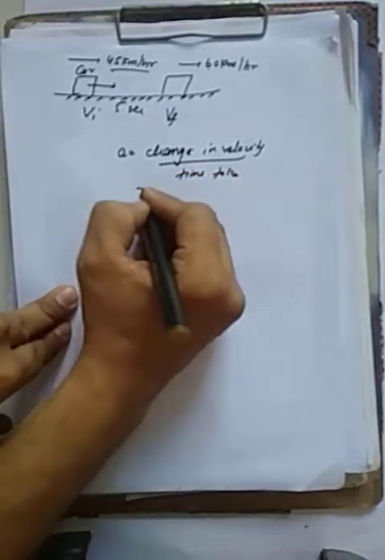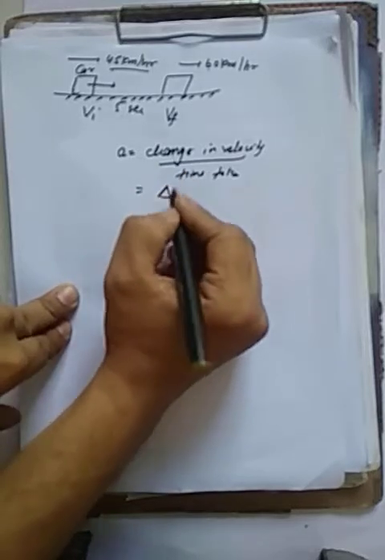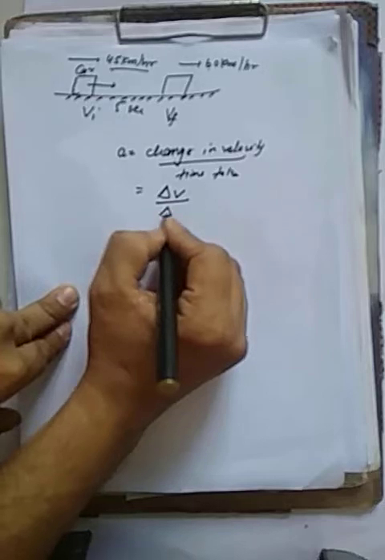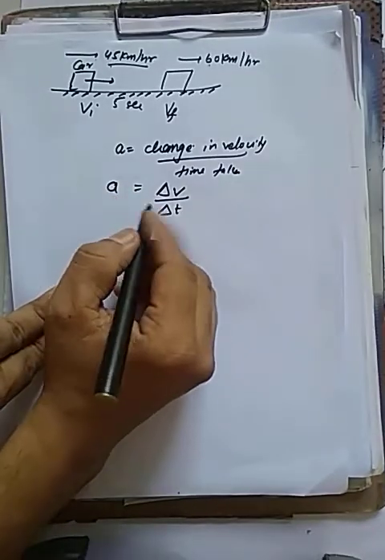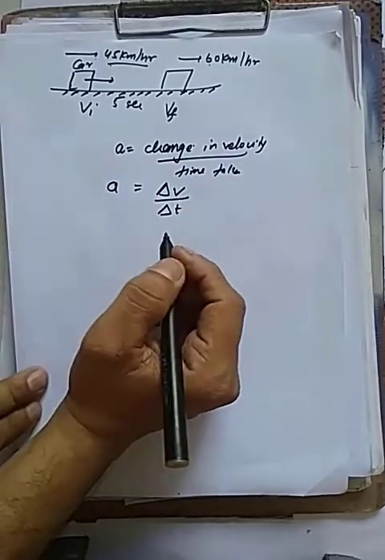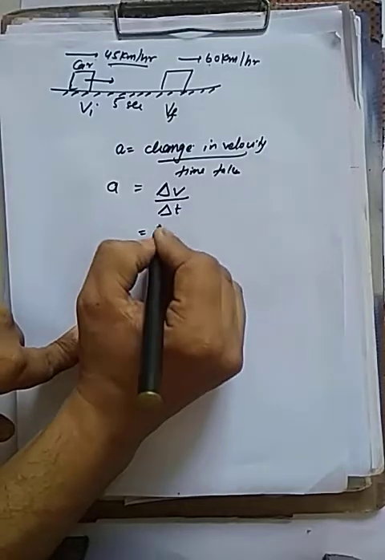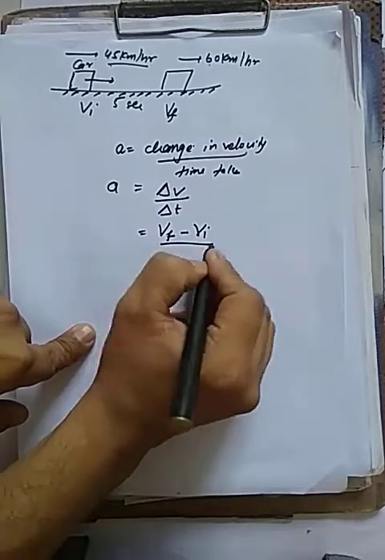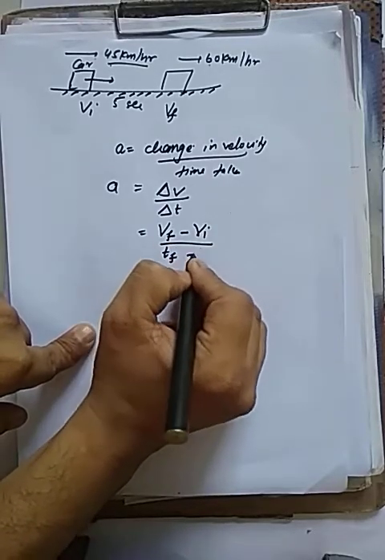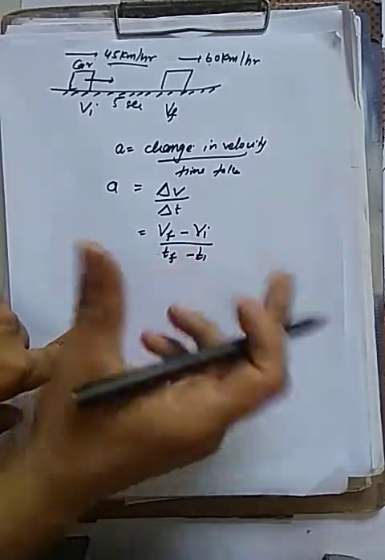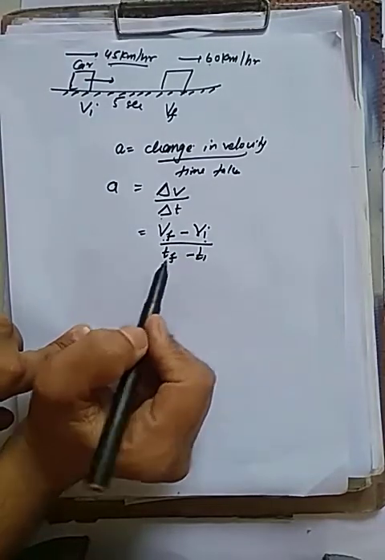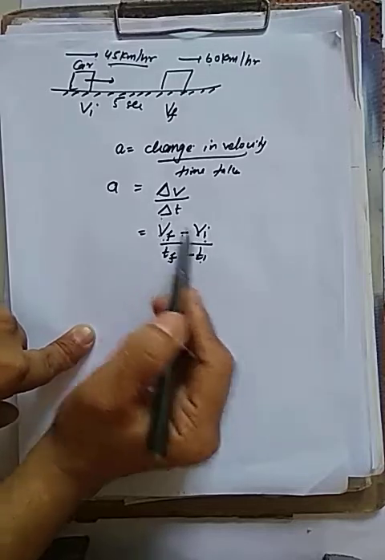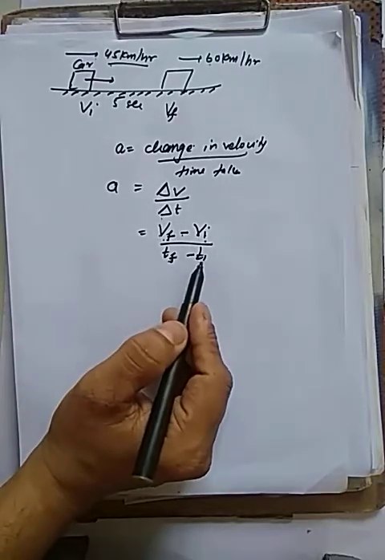What is the meaning of change? Change means delta. We denote change with the help of delta and time with t. The formula is acceleration is equal to delta v upon delta t. Now what is the meaning of delta? Delta means change: final minus initial. So it is final velocity minus initial velocity, upon final time minus initial time.